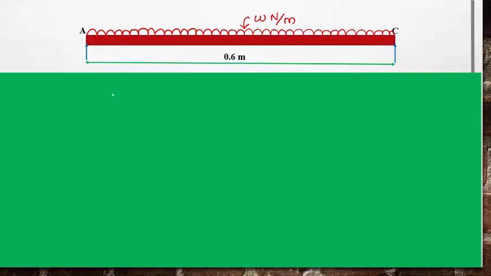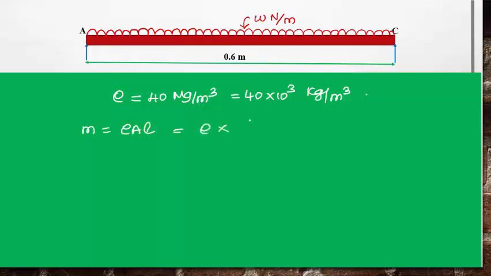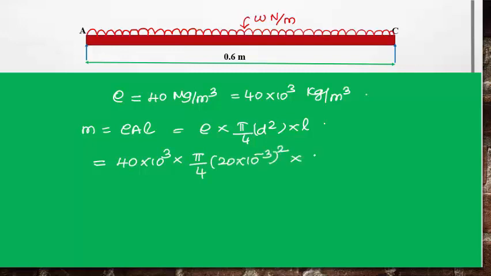So density value of the shaft is given as 40 megagram per meter cube, that is 40 into 10 power 3 kilogram per meter cube. Okay. So using the density value we can calculate the mass of the shaft using the formula rho into A into L. Okay. So rho into circular area as pi by 4 d square into length of the shaft. Okay. So the density value is 40 into 10 power 3. Diameter is 20 into 10 power minus 3 meter into length of the shaft is 0.6 meter.